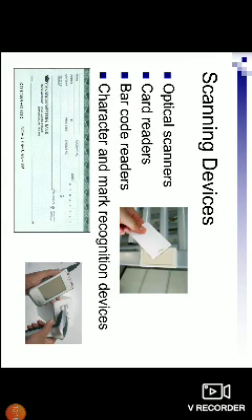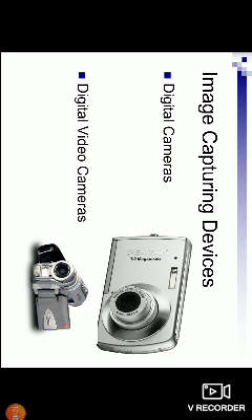Scanning devices: optical scanners, code readers, barcode readers, character and mark recognition devices. So the first one is optical scanners, the second one is code readers, the third one is barcode readers, and the fourth one is character and mark recognition devices. Next, image capturing devices. The first one is digital cameras, the second one is digital video cameras.